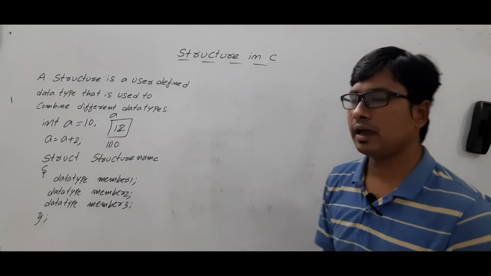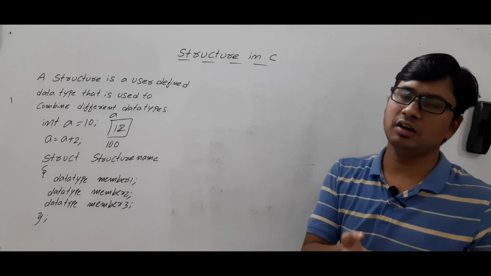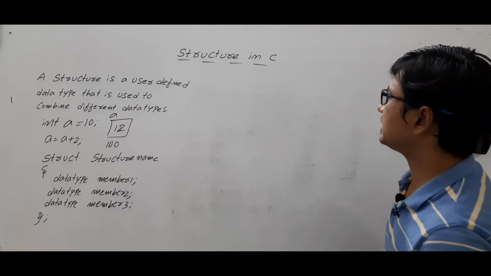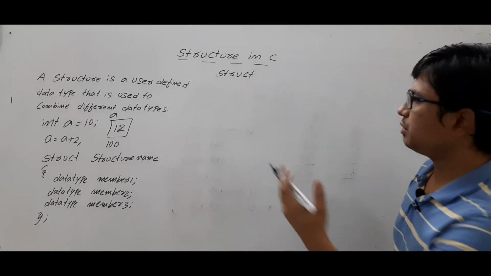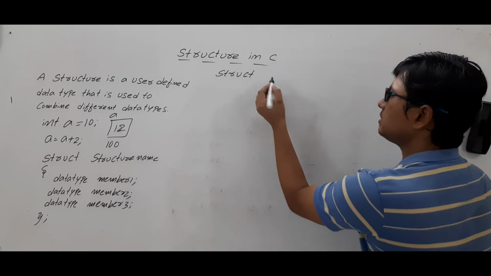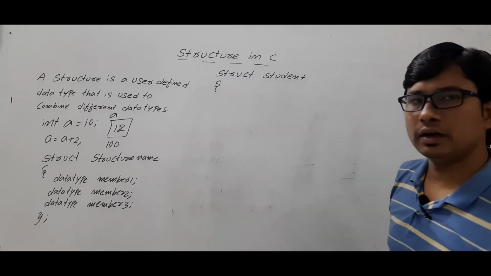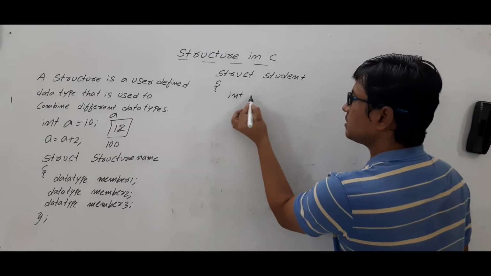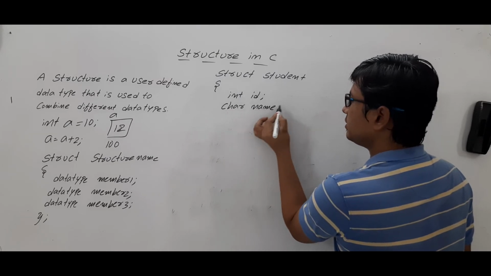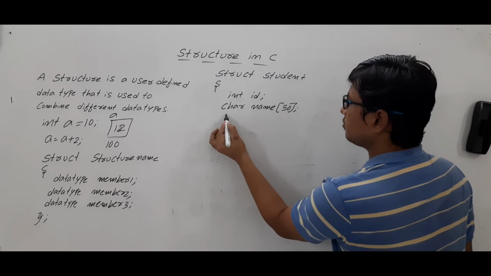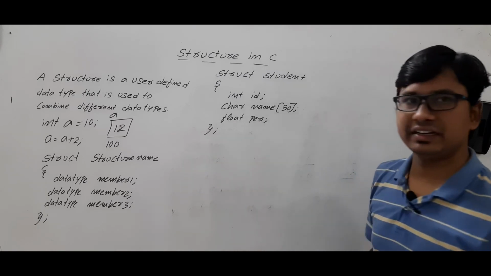Let's take that I am defining the structure. You can define the structure outside the main function or inside the main function also. You have written #include <stdio.h> and everything, then struct, and you are writing the name of the structure as student, then you are creating the members as int id, char name of size 50, and float percentage. Like that you have defined a structure.